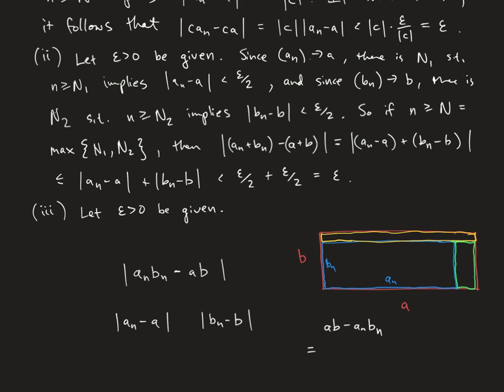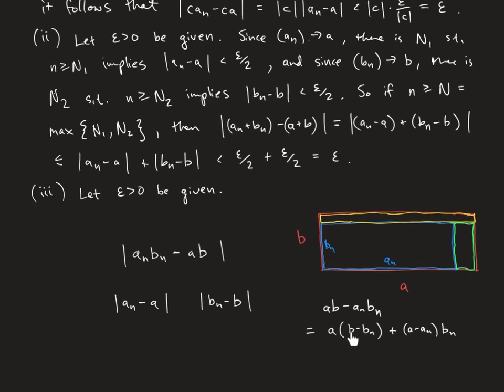So the AB minus AnBn, if we just look at this picture, what it's suggesting is that this is equal to, let's see, the yellow one is A long and B minus Bn tall. So this is A long and B minus Bn tall. And then the green rectangle is A minus An on the horizontal side and Bn on the vertical side. Right, and let's just check that. I mean, this is just from a picture, which might have been misleading us.